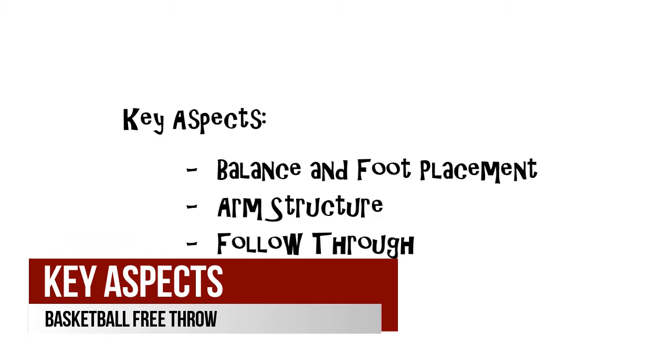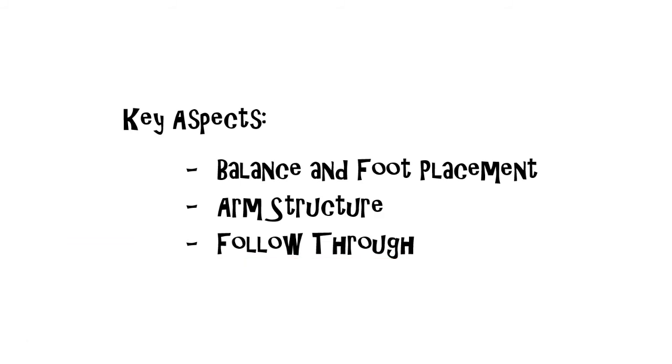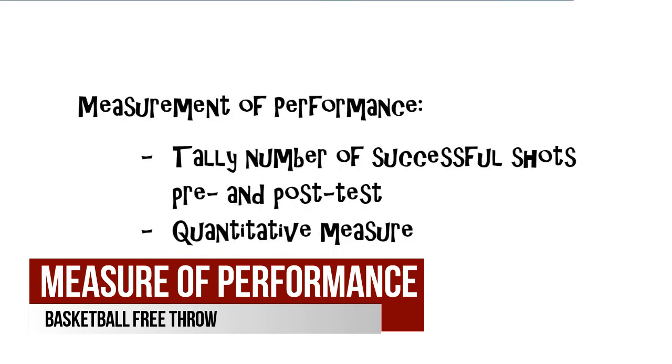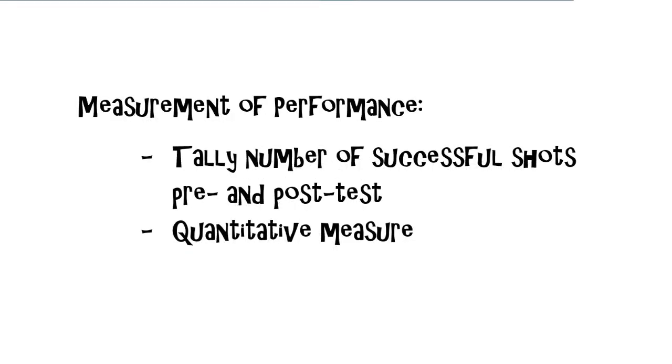Key aspects associated with the basketball free throw are balance of foot placement, arm structure, and the follow-through phase. The way we have chosen to measure performance is to tally the number of shots in the hoop, pre-test and post-test. By doing this, we gain a quantitative measure of performance.